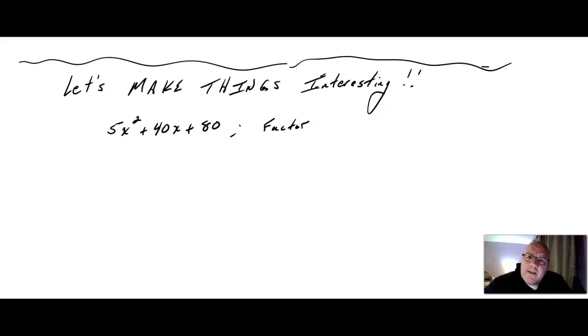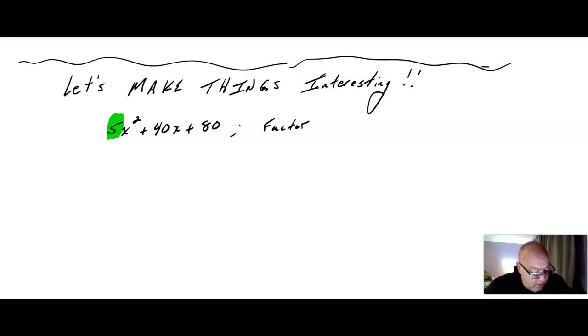But as you look at this, ask yourself, what makes this problem different than the ones we've been doing? One of the things is I notice that the numbers are a lot bigger. All right, I got a 5, I got a 40. The 5 is going to be the quadratic coefficient. The 40 is the linear coefficient, and the 80 is the constant. And I have this 5x squared sitting out in front, which I'm not used to seeing. I'm only used to seeing an x squared there.